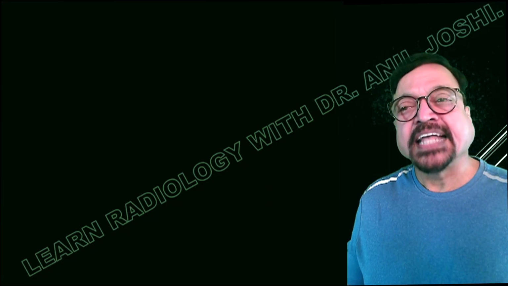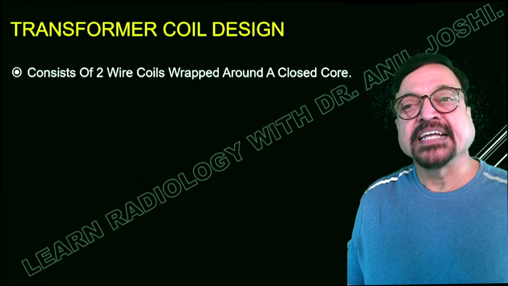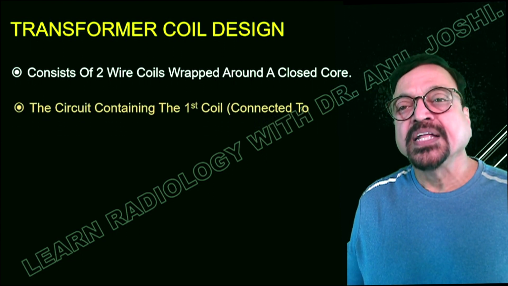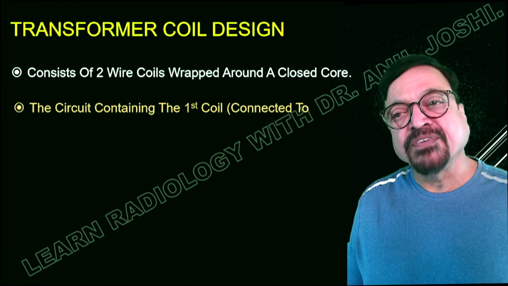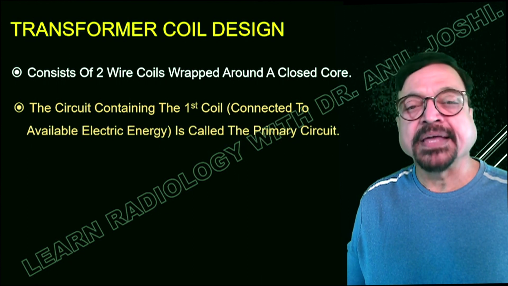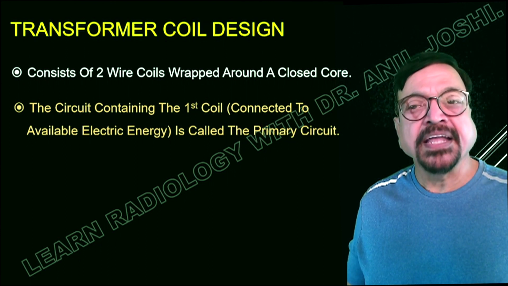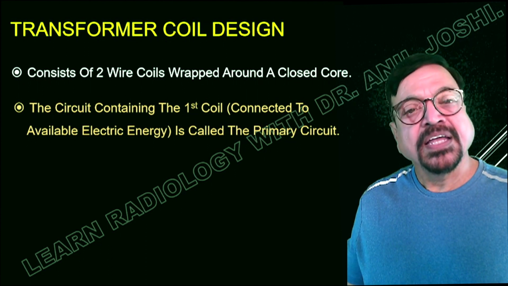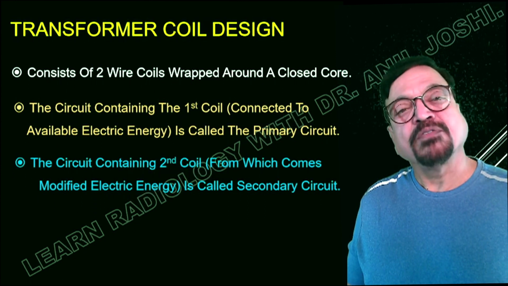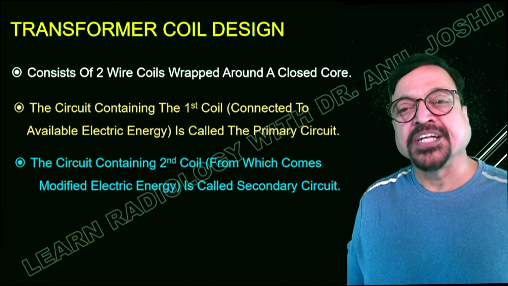Now coil design, as it is said, is extremely important in transformer designs. How is the coil designed? It consists of two coils of wire wrapped around a closed core. The circuit containing the first coil connected to the available electric energy is called the primary circuit. So the circuit connected to the supply available is called the primary. This has a fixed input of the incoming voltage, either 220 or 440 in our region.